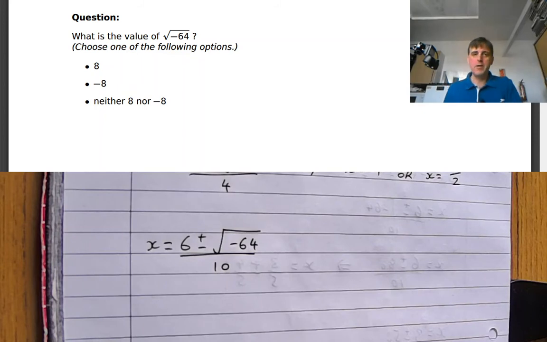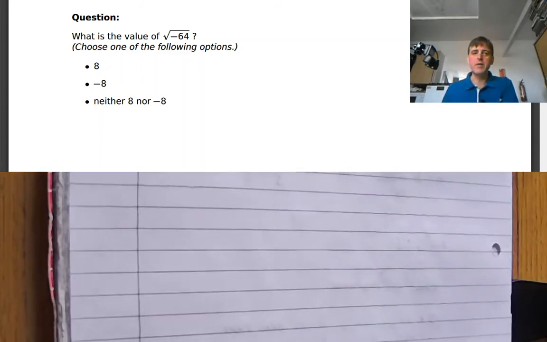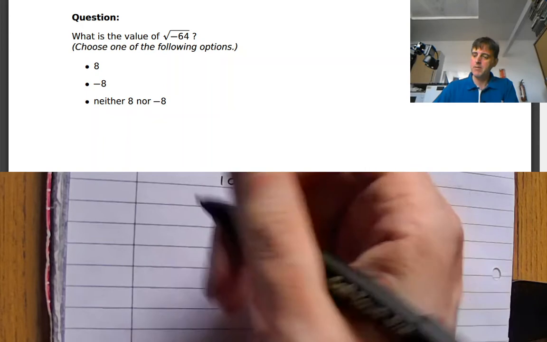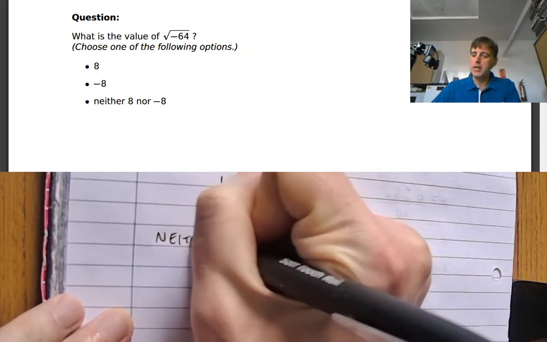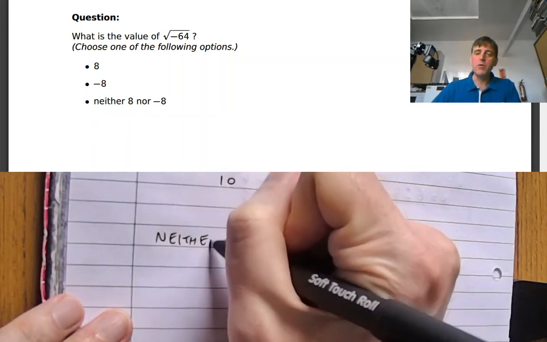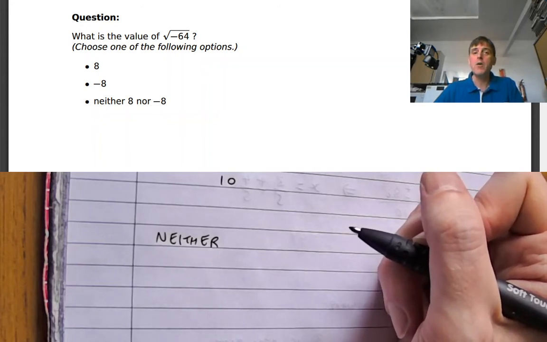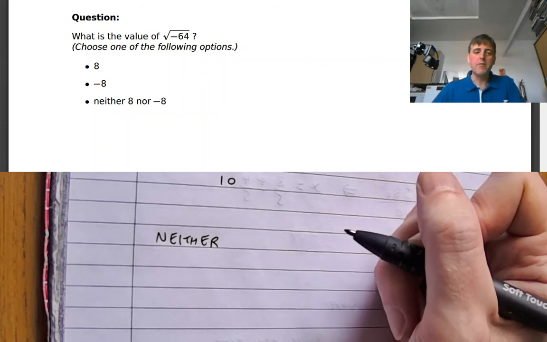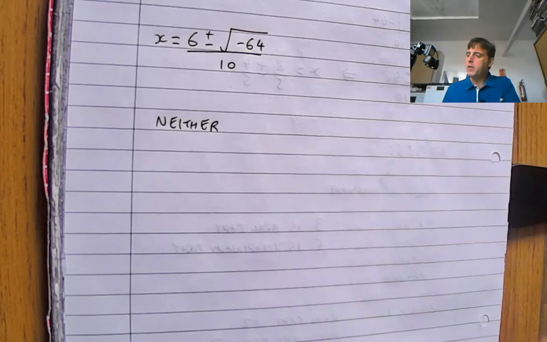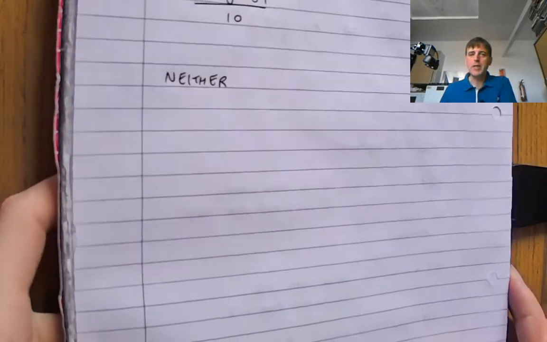Well, of course, the answer is that the square root of negative 64 is neither 8 or negative 8. We've known for quite a while now that there is no real number, whether it be positive or negative, which you can square, which gives you a negative answer. So we're still faced with a bit of a problem here. What are we going to do about this? Well, let's see what we can do with this.